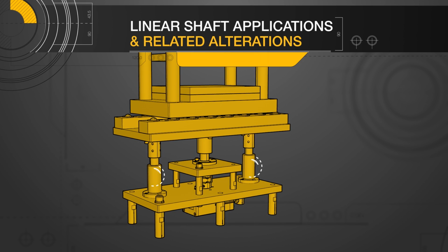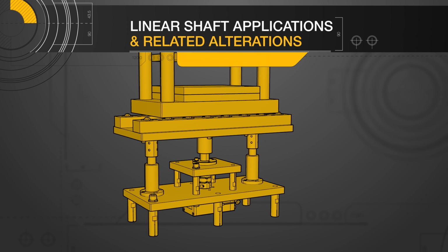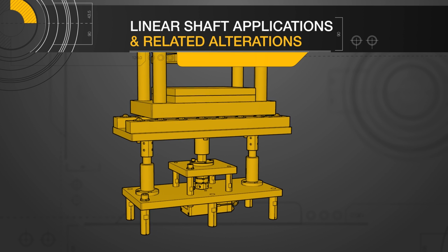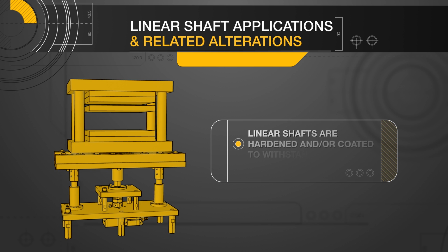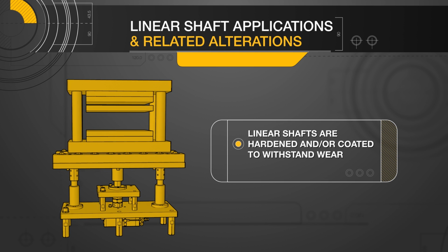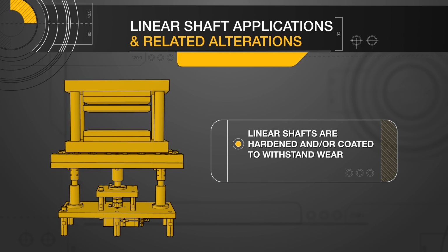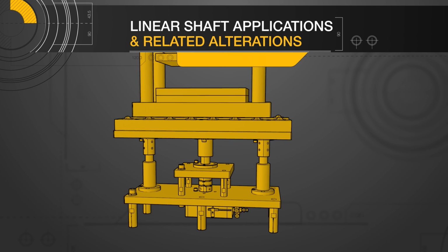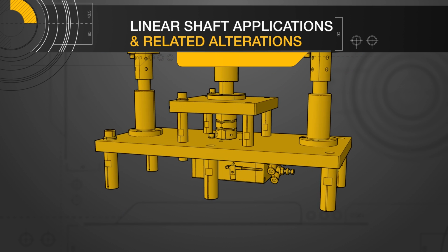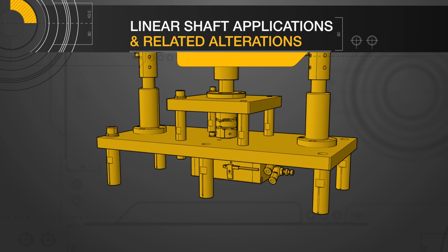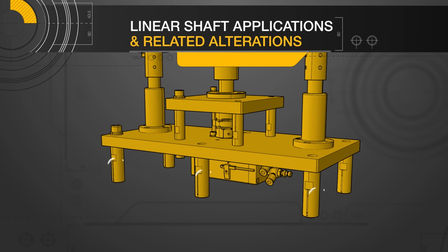Linear shafts, in conjunction with linear bushings, are primarily used to transport a load. Because of this, most of Misumi's linear shafts are hardened and/or coated to withstand the natural wear from the application. It is important to note, if your application is not transporting, but simply supporting a load, you will find cost savings in configuring a Misumi structural post instead.